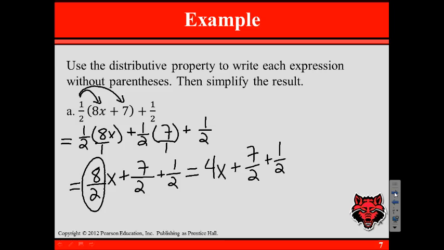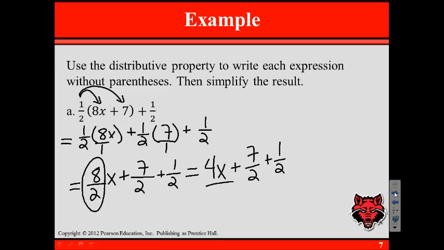Now we notice that the first term has an x. The second term does not have an x. The third term does not have an x. So we cannot combine through addition a quantity that has x and a quantity that does not have x. It'd be like saying 4 apples plus 2 oranges equals 6 apples. We can't do that. So because 4x is the only term that has a variable, it's going to stand alone by itself.